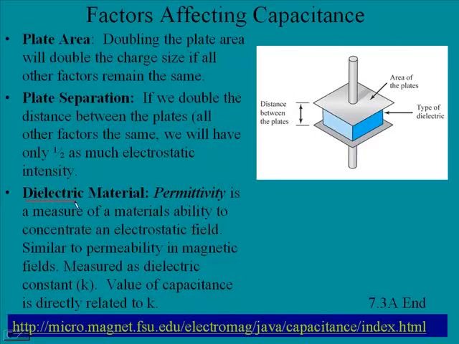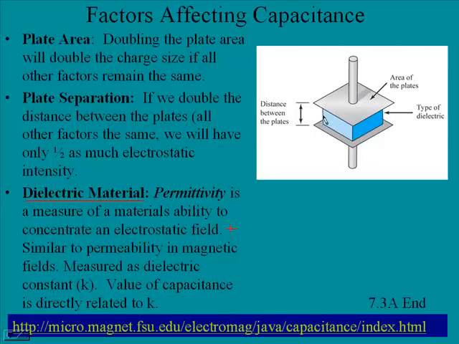Finally, dielectric material. Permittivity is a measure of a material's ability to concentrate an electrostatic field. Okay? The ability to concentrate an electrostatic field. And what we're going to find is that there are many different types of dielectric material, and some are far better than others at concentrating an electrostatic field. So its ability to hold a field of an electrostatic field.